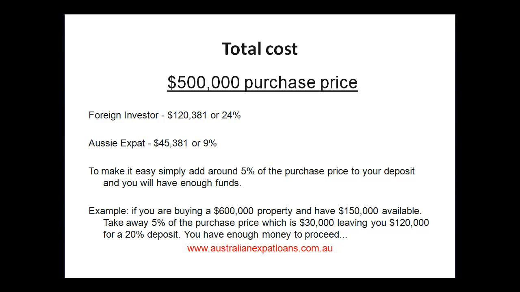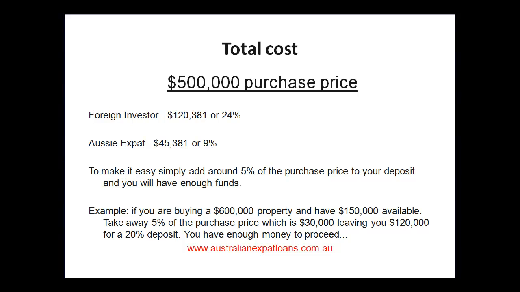So the interesting number here is that in both examples, above the deposit, you probably need around 4%. So let's round up to around 5% of the purchase price. So what that means, to make some very simple calculations, if you're a foreign investor or an Aussie expat, no matter what your deposit is, add another 5% of the purchase price.